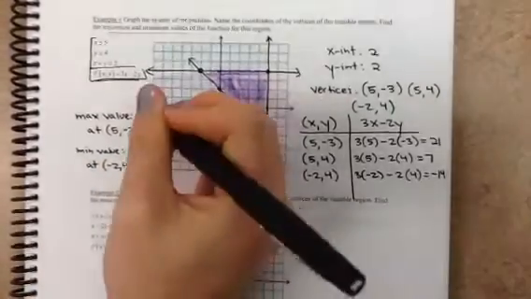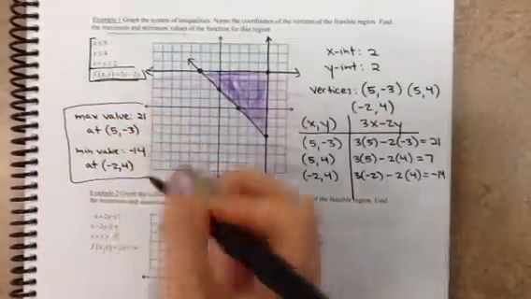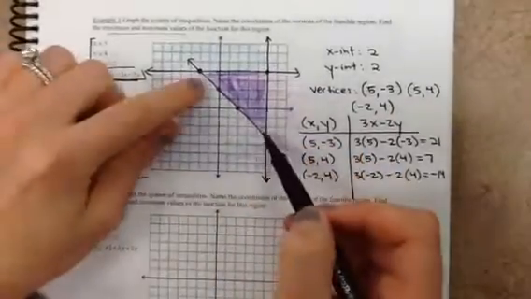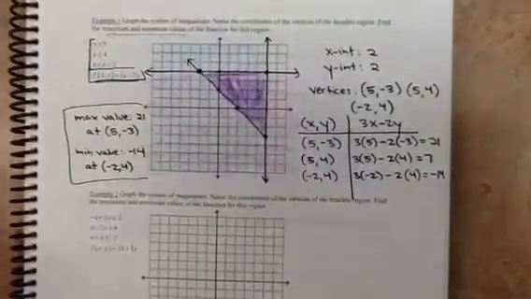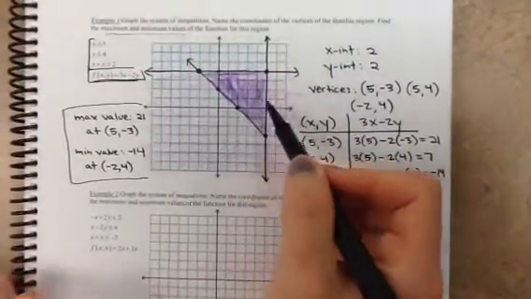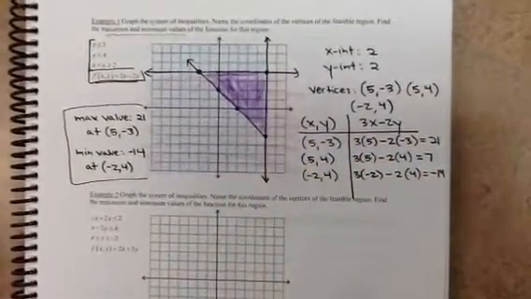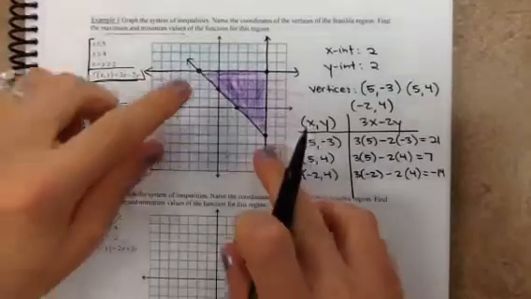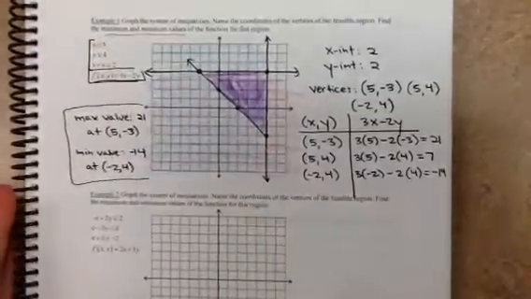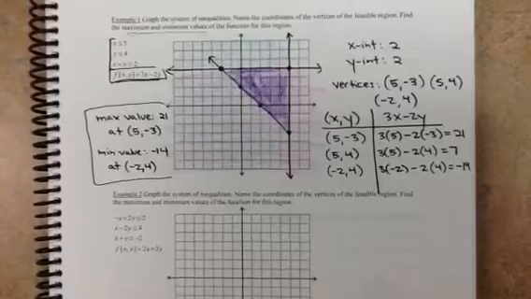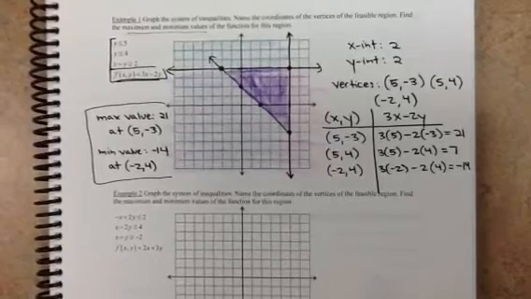Okay, so the reason that we can say the maximum and minimum values are occurring at these vertices is because these are the farthest edges of our shaded region. If I plug something in the middle here, I'm not going to get a max or a min, I'm just going to get a random value. So since they're almost like the endpoints of our shaded region, they have the potential to give us either the largest or smallest value.